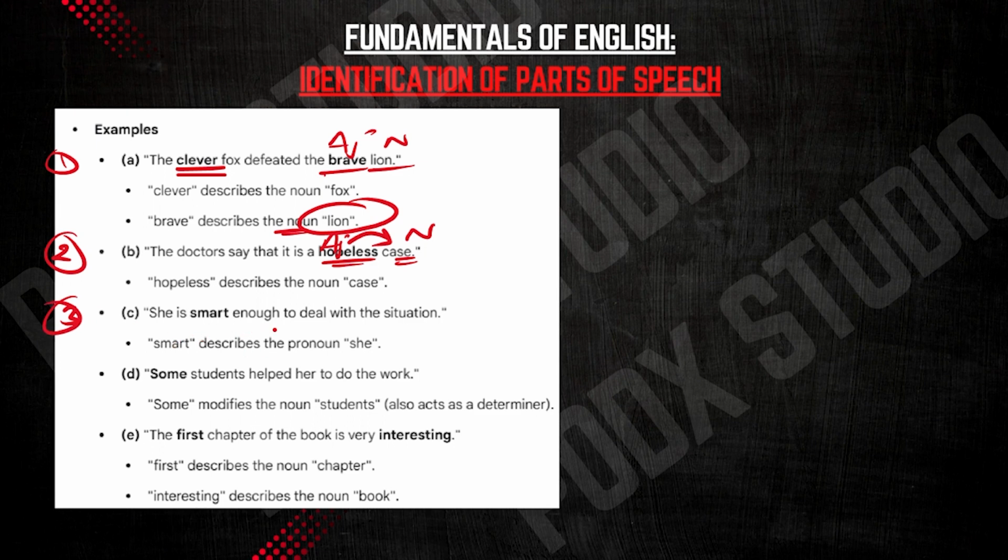She is smart enough to deal with the situation. She is smart. Smart is describing what? She. She is a pronoun here. Smart describes the pronoun she. Let's move with the fourth example.